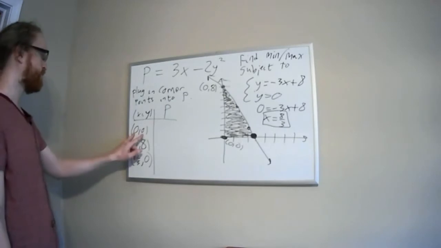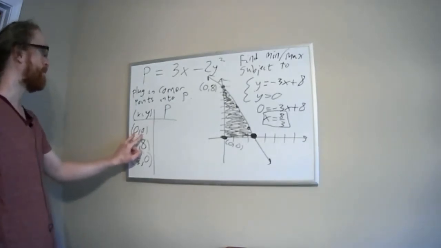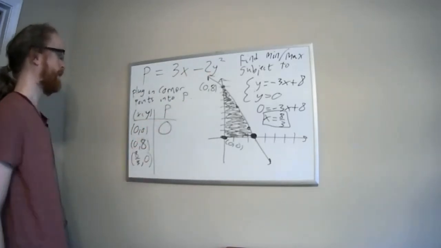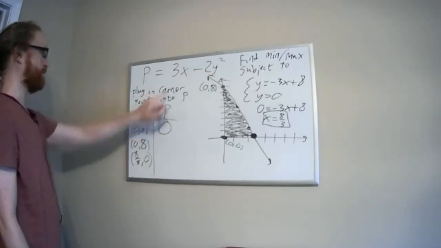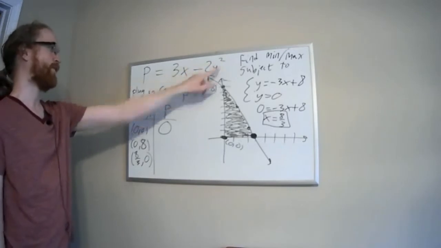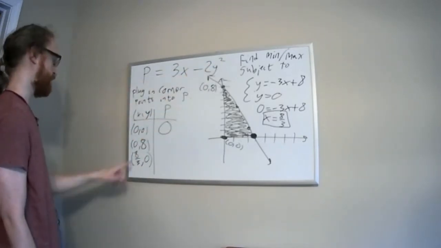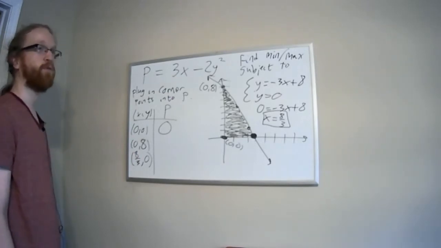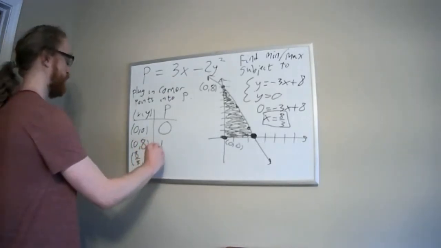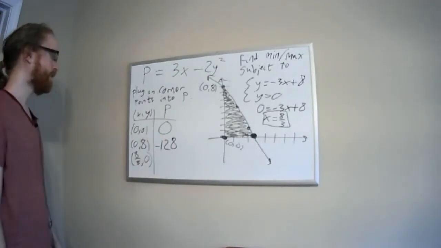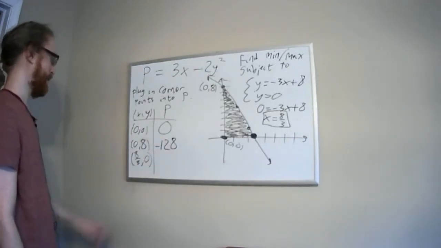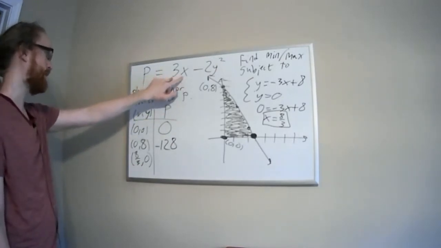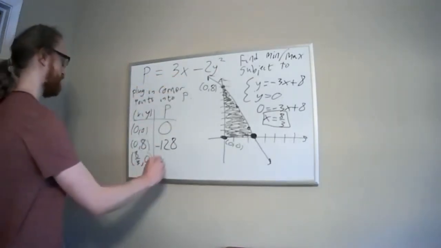So when I plug in 0 for x and 0 for y into P, I get 0 minus 0, which is 0. When I plug in 0, 8, I'll get 0 minus 2 times 8 squared. 8 squared is 64. Minus 2 times 64 is minus 128. So minus 128 is what I get there. And then 8/3, 0, I'll get 3 times 8/3, which is 8, minus 0, so I just get 8.